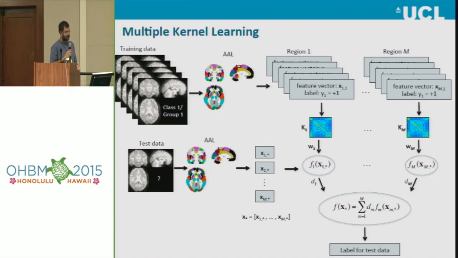When it comes to a test data point, in the bottom half of the slide, we use our atlas to extract the feature vectors associated with each region, and then we pass these through our model. We have these models associated with each region, but we also have a set of weights, D1 up to DM, that describe the contribution of each of the kernels to the overall model. We can then use these to give our final label for the test data.